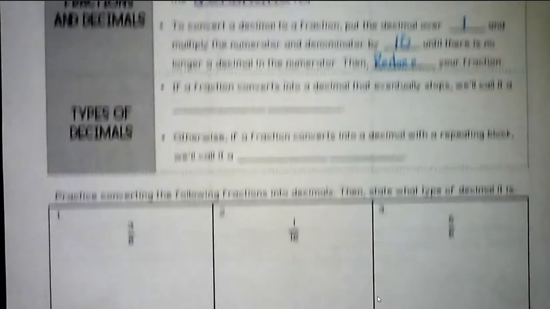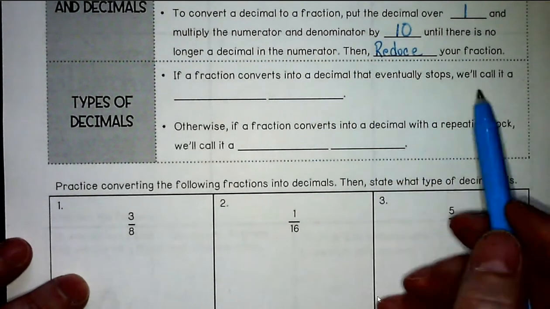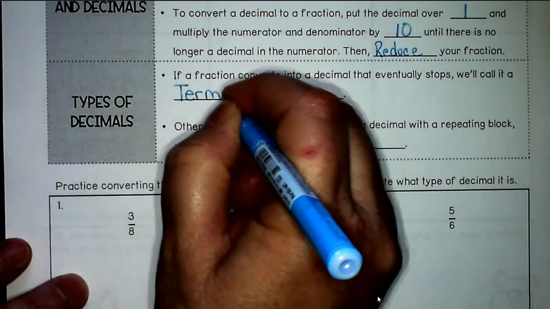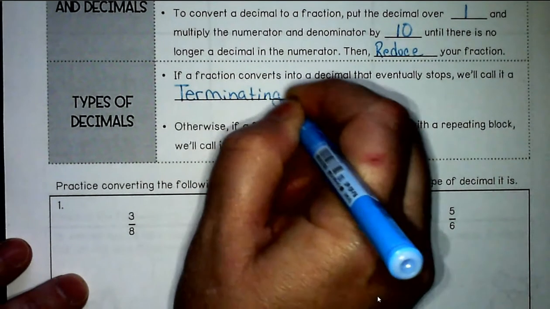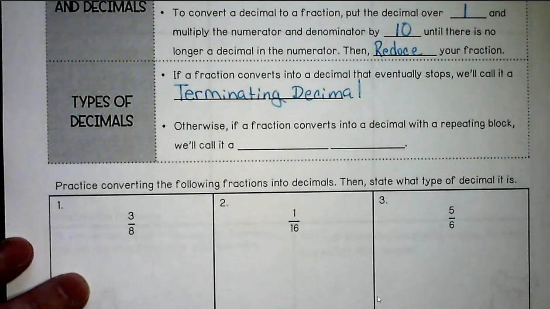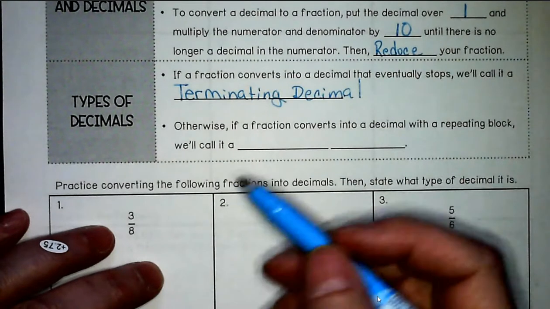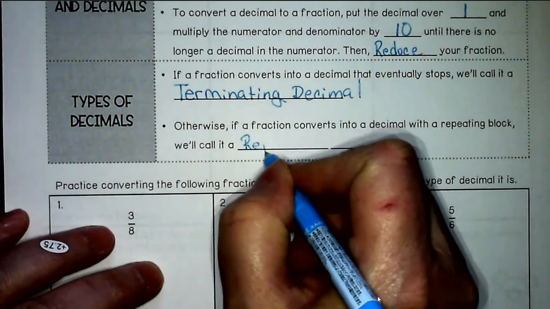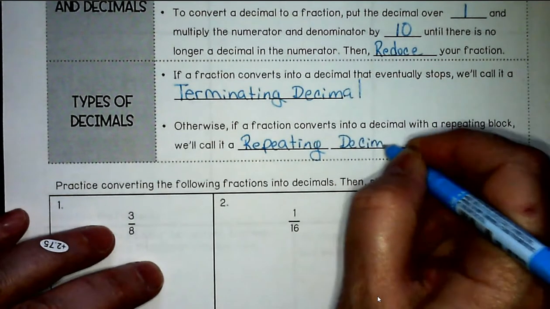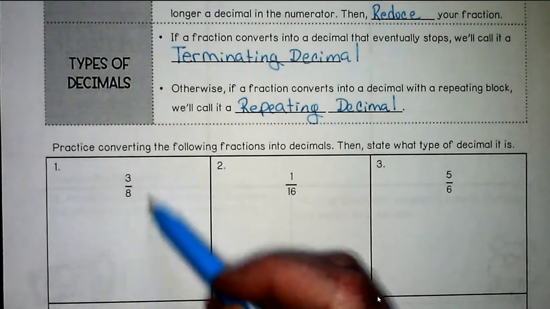If a fraction converts into a decimal that eventually stops, we call that a terminating decimal. That means it comes to an end. Otherwise, if a fraction converts in a decimal with a repeating block, that means a repeating number or set of numbers, we'll call it a repeating decimal. So now we're going to talk about how to convert these fractions into decimals.